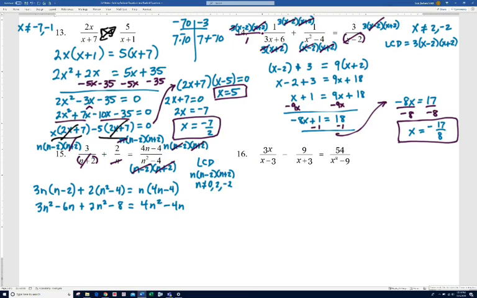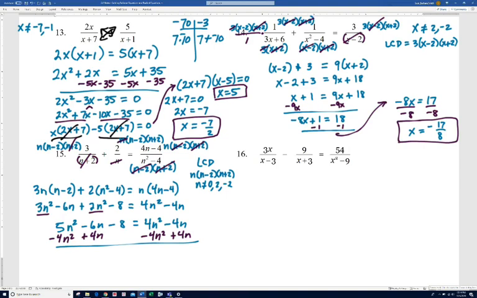3n squared and a 2n squared on the left side is going to give me 5n squared. And then I have minus 6n minus 8. On the right, we still have 4n squared minus 4n. So we need to pause for just a second here, and you hopefully can see that this is quadratic. With quadratic equations, we want to get 0 on one side, everything else on the other. And so let's subtract 4n squared on both sides and add 4n to both sides.